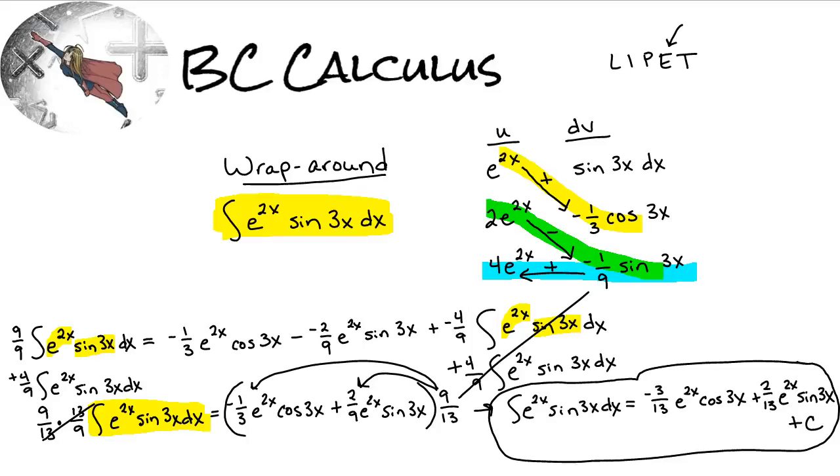And so that's a wraparound. Anytime you're trying to get the same integral to pop up in the dv column, in the last row of our u dv setup, and it's the same as the original problem, that's a wraparound.